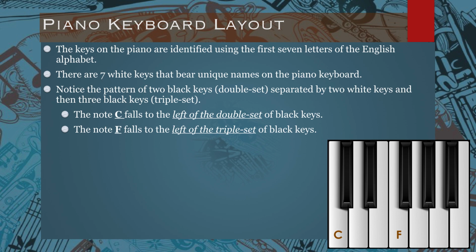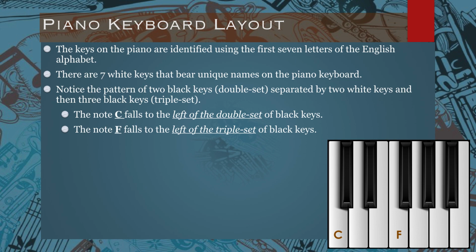Notice how the note C falls to the left of the double set of black keys. No matter where you go on the piano, if you go to the white key immediately to the left of that double set of black keys, it will always be a C. The note F falls to the left of the triple set of black keys. Again, no matter where you go on the piano, you find that triple set of black keys, that F is always going to be the white key immediately to the left of the first key in the triple set of black keys. This is an important concept to learn. It's going to make everything else in this course so much easier if you can memorize this.